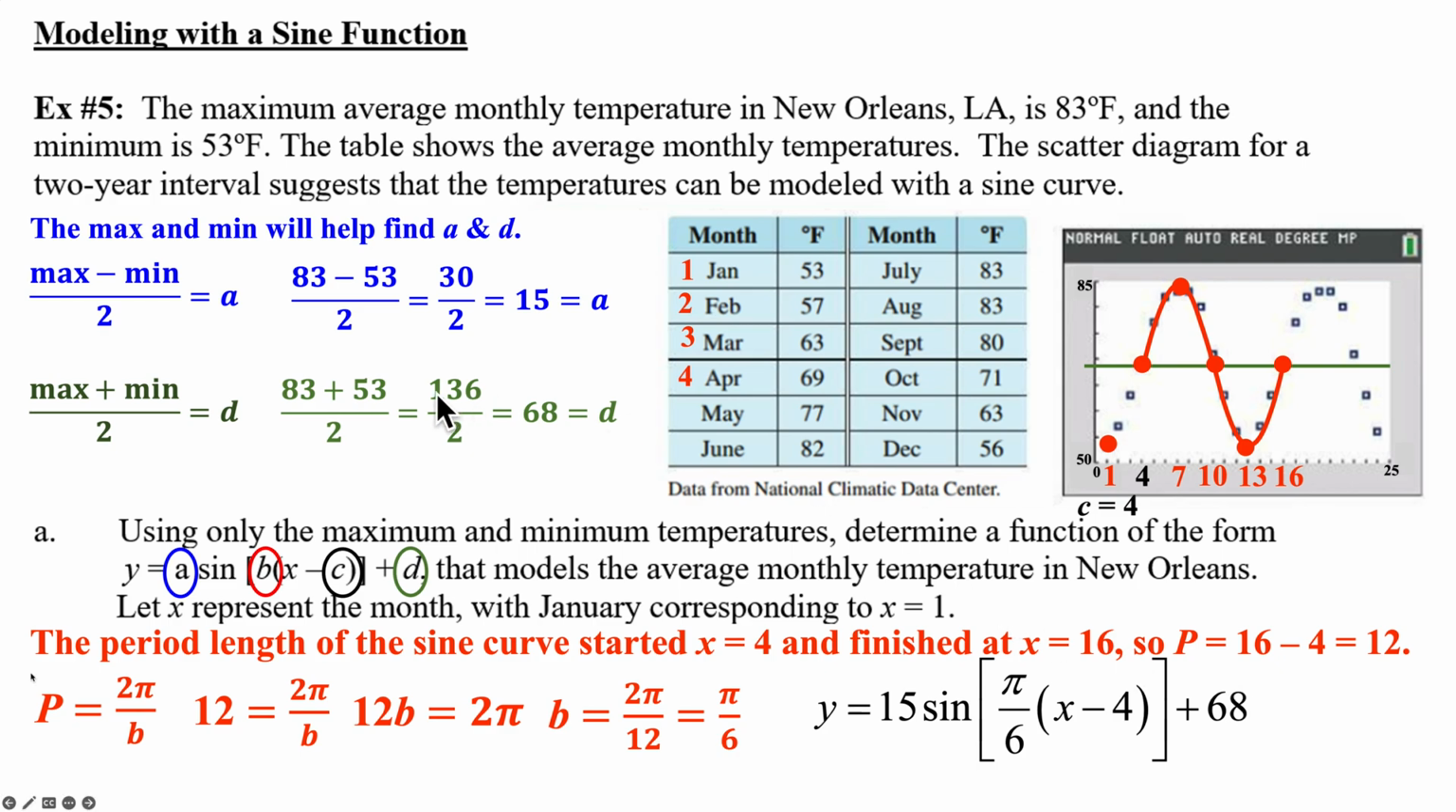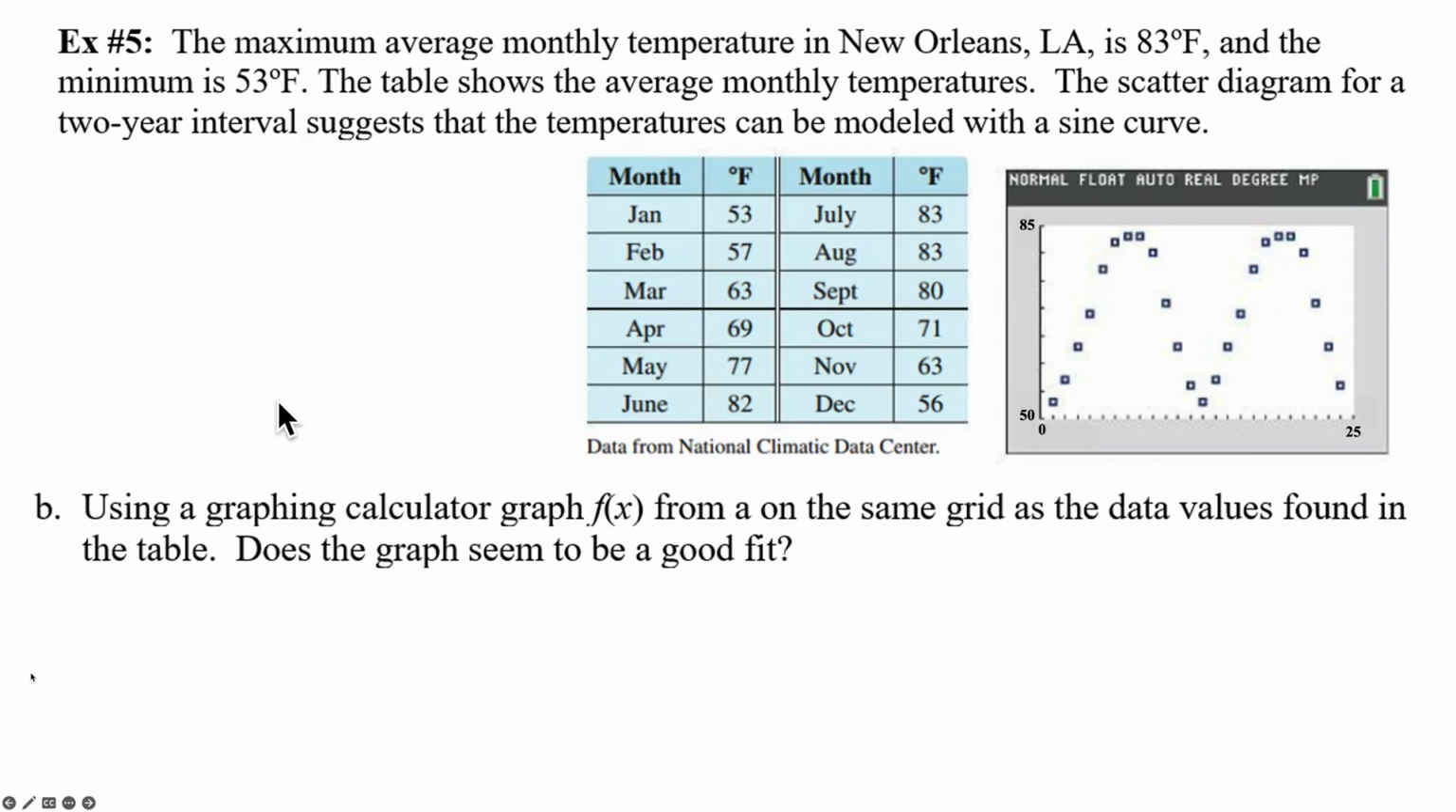All right, next part B. Use your graphing calculator to graph f of x from A on the same grid as the values found in the table. We're going to make this picture here.